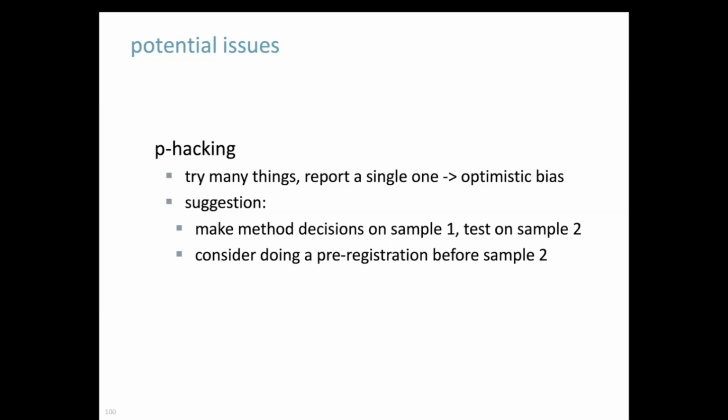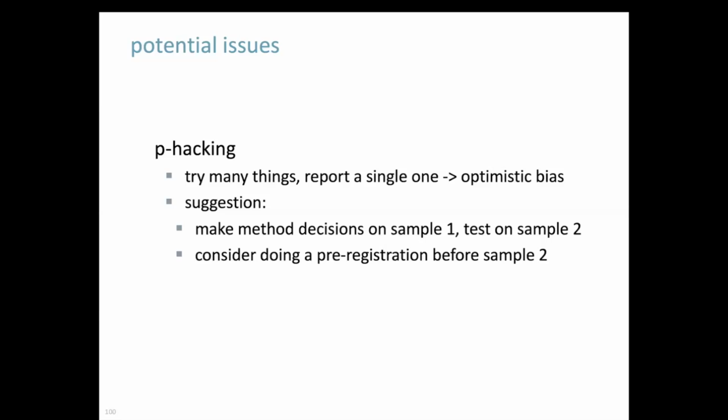The best way to guard against this is to do all your model development on one sample, maybe using cross-validation, decide on what you want to do, and then test it on a sample you've never seen before. If you want to be really thorough and impress your reviewers, consider doing a pre-registration before you do this. You're literally saying, I did all this development, I'm going to commit to this model, and this is the one I'm going to test on a separate data set.